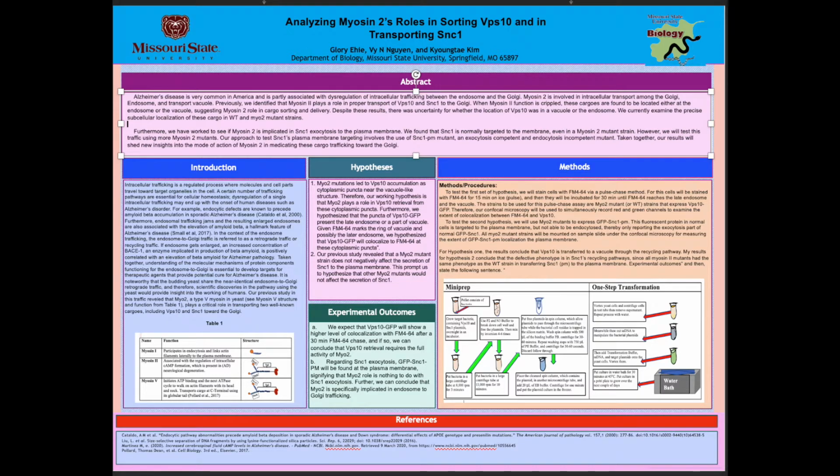My name is Glory, and I am analyzing myosin 2's role in sorting VPS10 and in transporting SYNC1. We know that Alzheimer's is a common disease in America. It results in the dysregulation of intracellular pathways between the endosome and the Golgi.